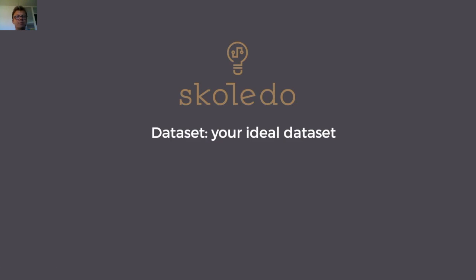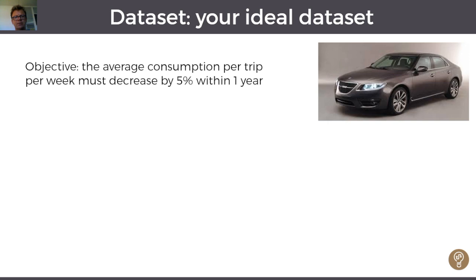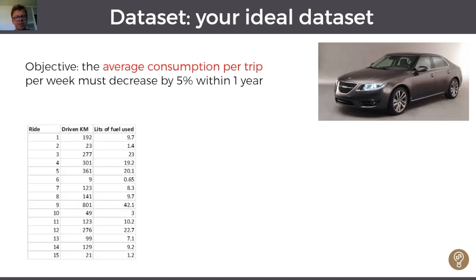This video is about your ideal dataset. Suppose your goal or objective is that the average consumption of fuel per trip per week must decrease with 5% within a year. So you need data. So we're going to measure, categorize or label things.